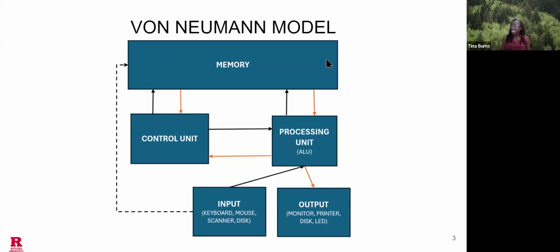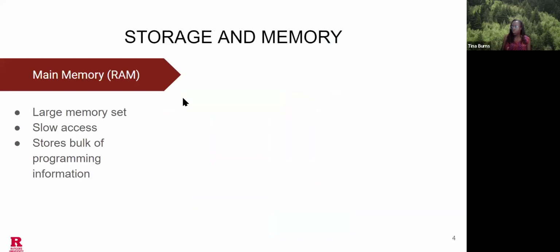From here to here, you really got to go through a couple things before you can access this memory, right? It's a large memory set. It has a lot of room compared to our other registers and storage, but it takes a little while to access it. And it stores a bulk of the programming information. Our memory is going to have our instructions, and it's also going to have the data.